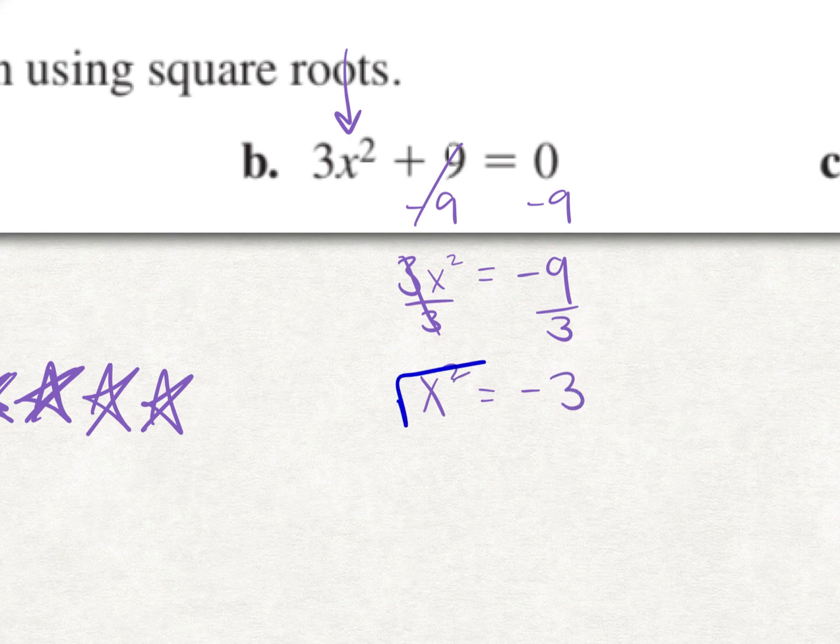And then I have to take the square root of both sides to cancel out with that squared. So now I'm just left with x. And that's equal to, whenever we take the square root of both sides, you need a plus or minus. So plus or minus square root negative 3. Now I can't simplify the square root of negative 3, so I can just leave it like this.